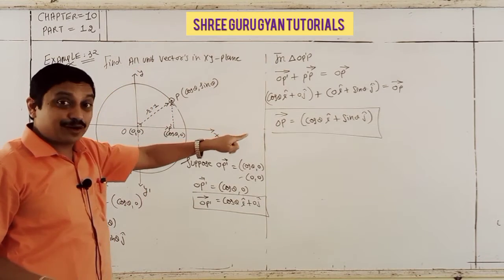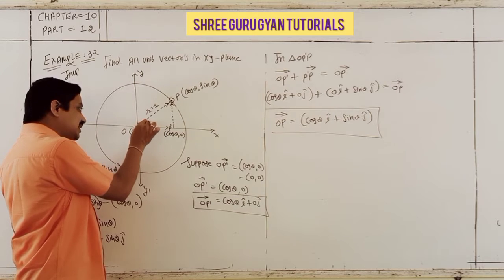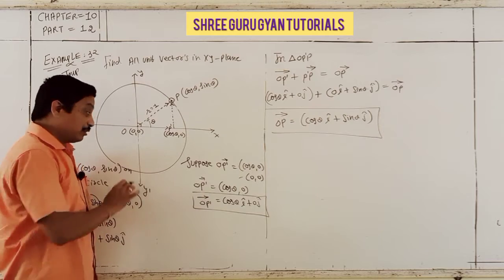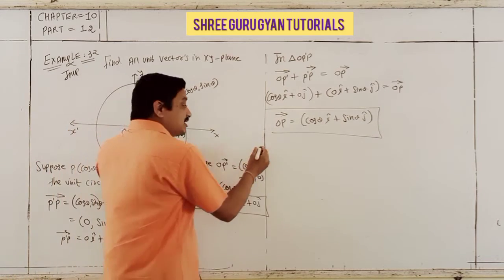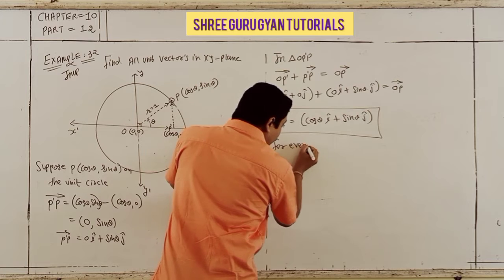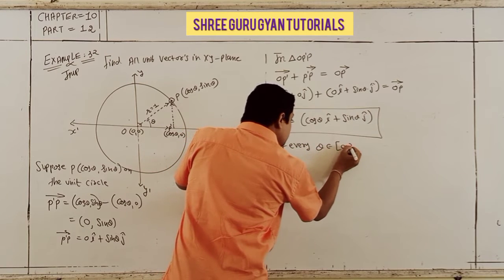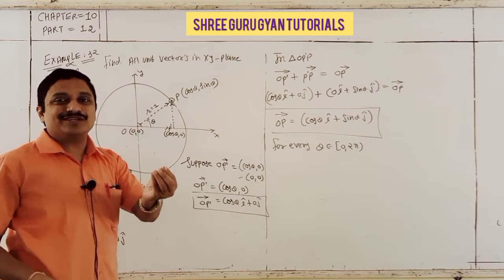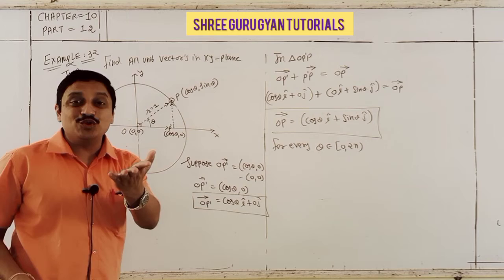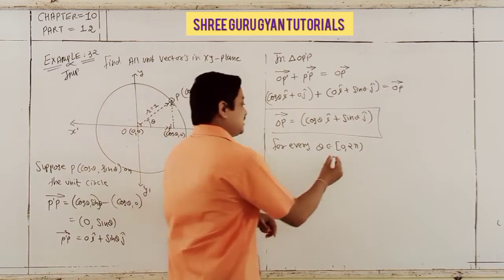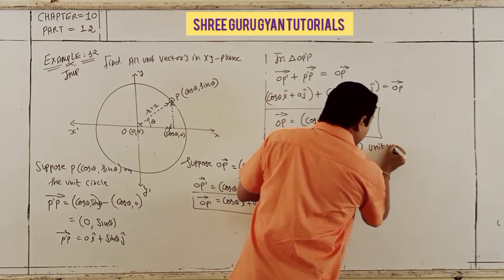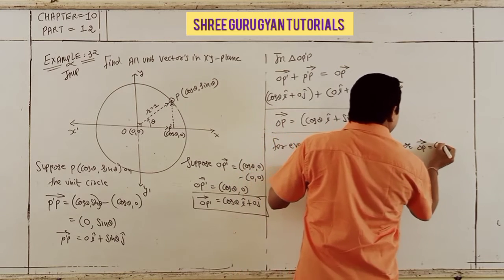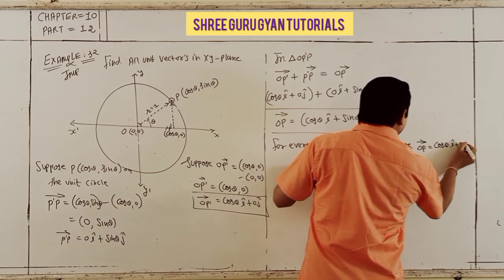This is a single unit vector, because theta is the angle made by OP'. Maybe theta is in the second quadrant, maybe third, maybe fourth. So I will take theta belonging to the closed interval 0 to 2 pi, covering the first, second, third and fourth quadrants, students. Yes, this unit vector is your OP direction.